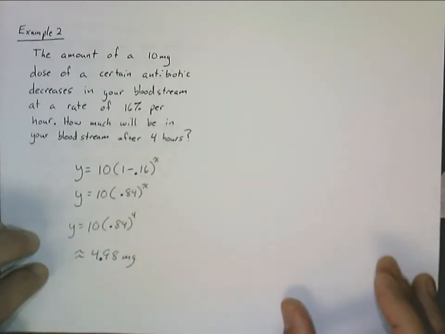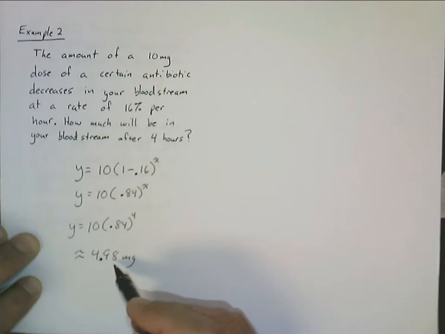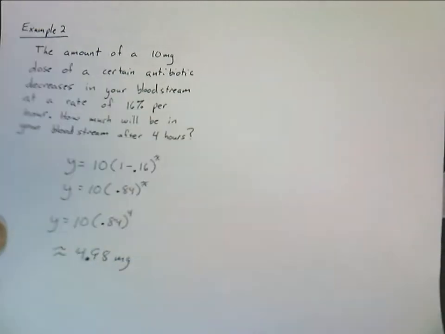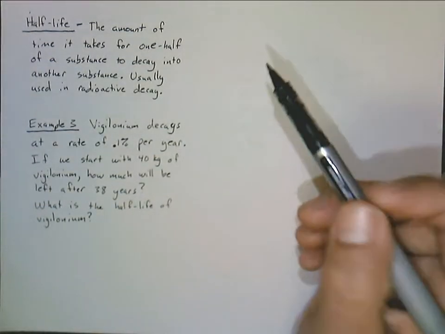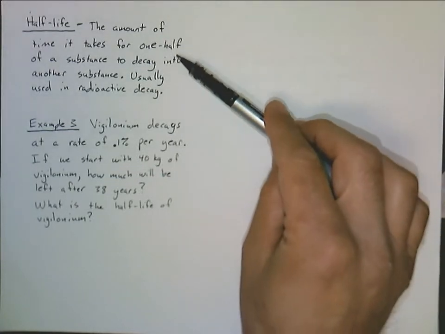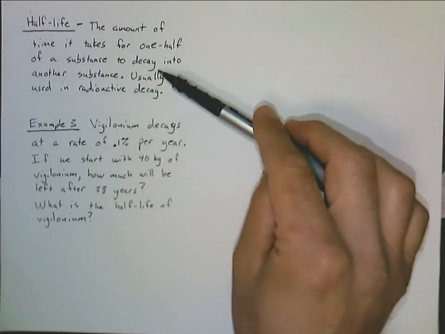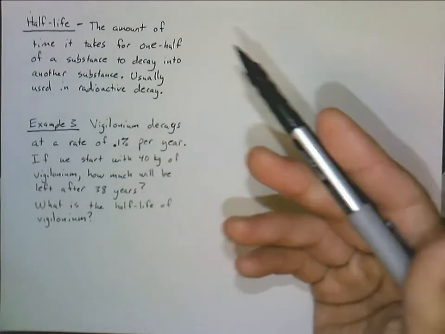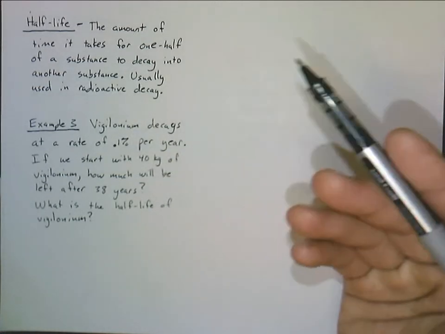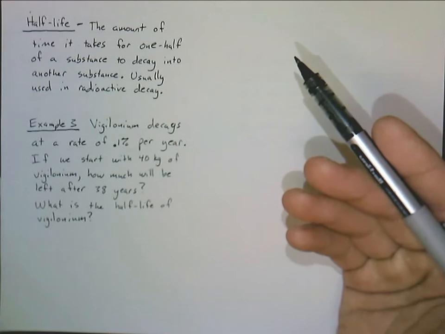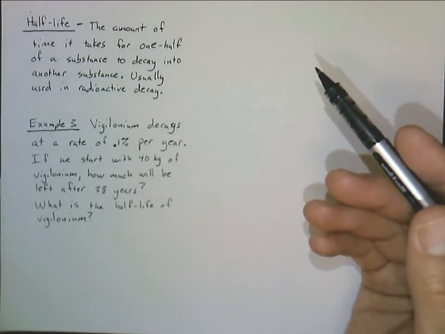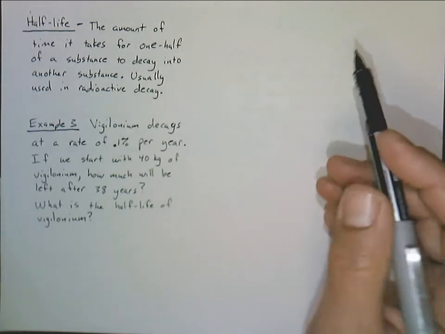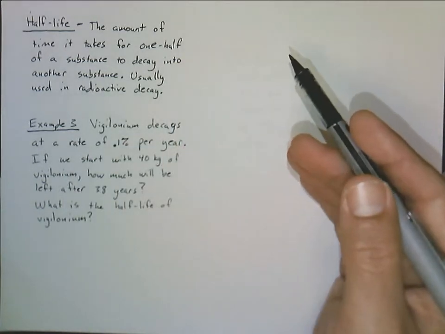And actually, the whole leaving ourselves with half the amount leads us to the next little item that we want to talk about, which is called half-life. Half-life is just the amount of time it takes for 1/2 of a substance to decay into another substance. So we use this in radioactive decay. Oftentimes, things like carbon dating or depletion of radioactive isotopes of, say, uranium or plutonium or anything like that. It's just another way of measuring the decay rate, really.